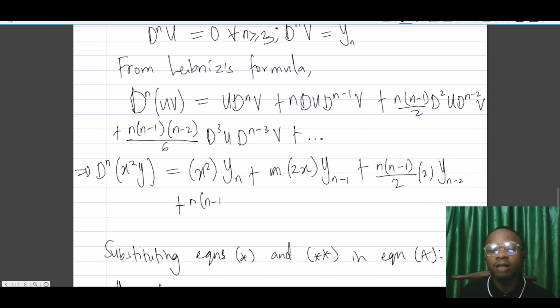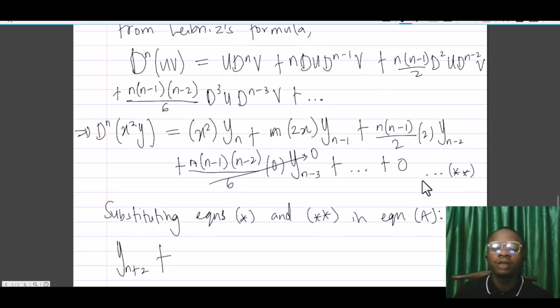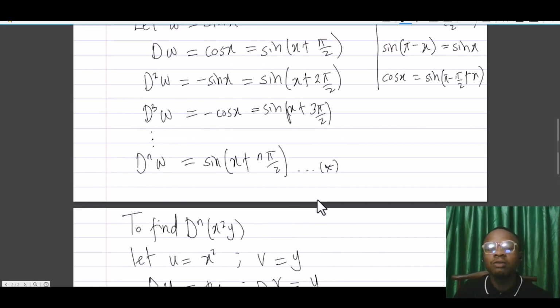Then plus, so it's from this point forward that it becomes 0. So this will be n into n minus 1 into n minus 2 divided by 6. Then we have this to be 0. Then multiplying y sub n minus 3. Then plus, and so on and so forth. Then plus 0. So this goes to 0 from this point. So we know that this is all we have for this situation. We can call it equation star just to conserve space, so we don't have to clear the next one. So equation star star. All right, so we can now go ahead with our substitution, we've corrected that.